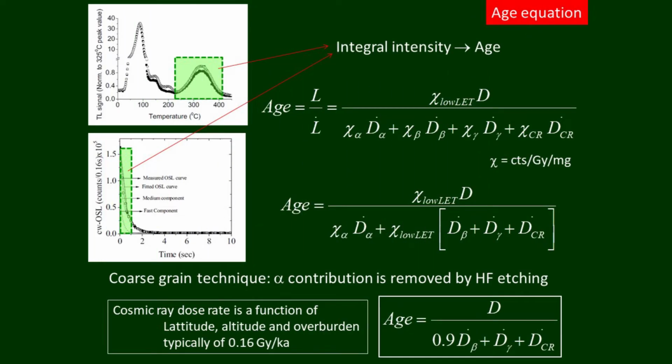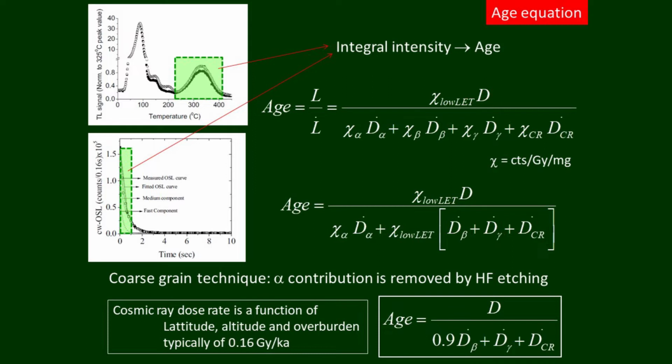Age equation, you can see luminescence divided by luminescence acquirement rate. You can see the equation. We are interested in low LET, that is linear energy transfer. Beta, gamma and cosmic ray, we can classify into low LET. Alpha is different from beta, gamma and cosmic ray in terms of linear energy transfer.